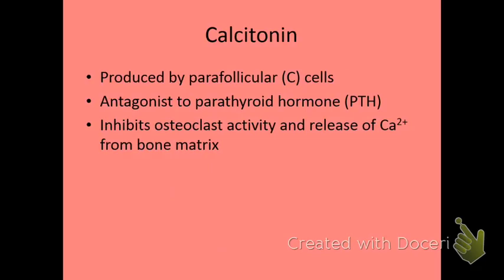Calcitonin is one that we talked about already. It's an antagonist to the parathyroid hormone. It inhibits the osteoclast activity and release of calcium from the bone matrix. So it helps us keep our bones from becoming osteoporotic, and it keeps the calcium that is in excess in the bones and not in the bloodstream. So the parathyroid takes the calcium out of the bone, and the calcitonin puts it back in.